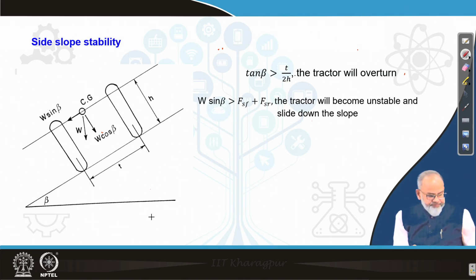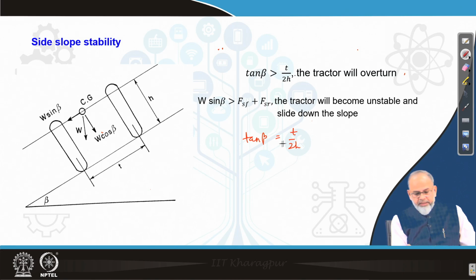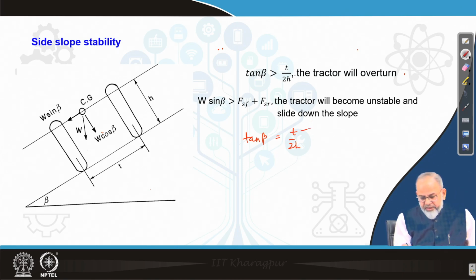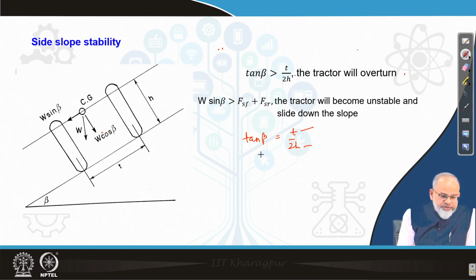Okay. Now, tan beta will be how much? T by 2h. Okay. When tan beta is greater than T by 2h, where T is the track width and h is the height of the CG from the ground, then the vehicle is going to overturn. So, if beta is greater than tan inverse of T by 2h, then the vehicle is going to overturn.